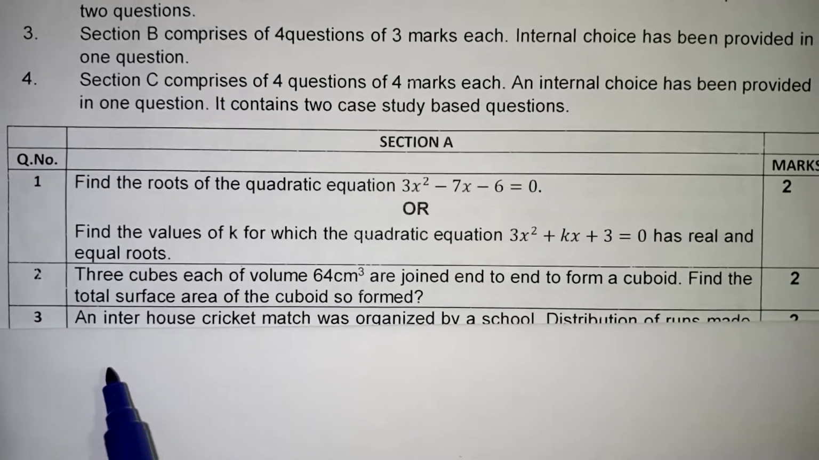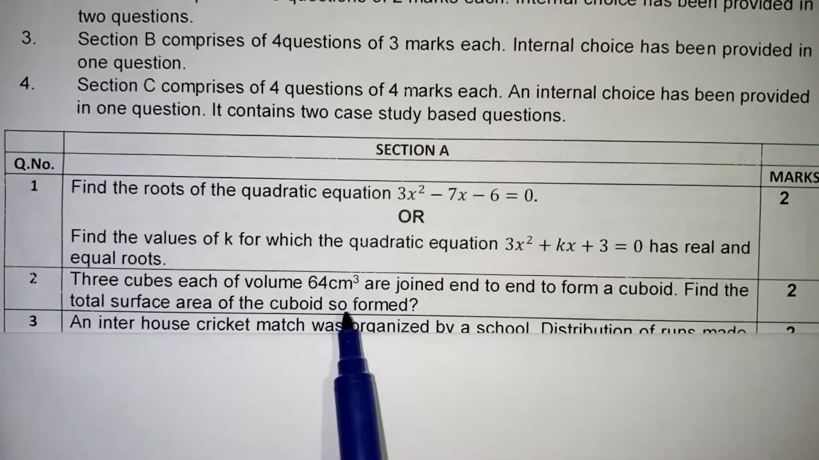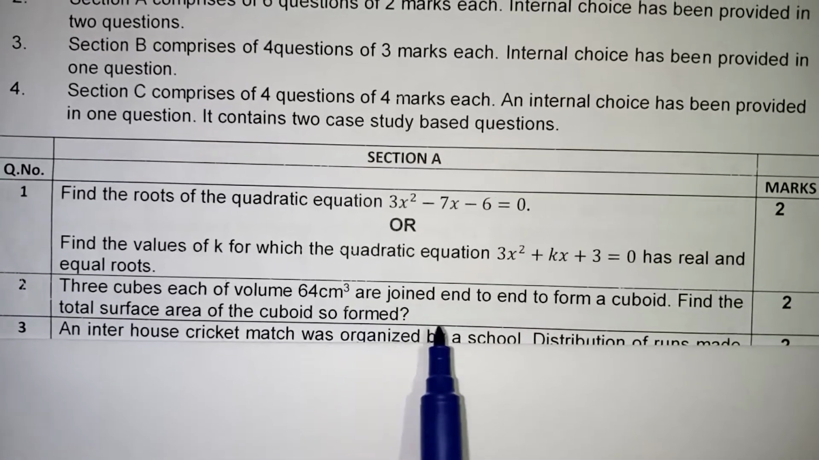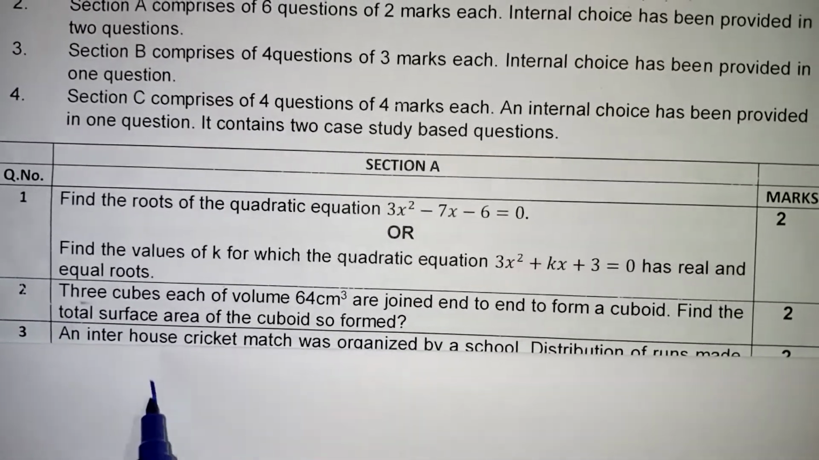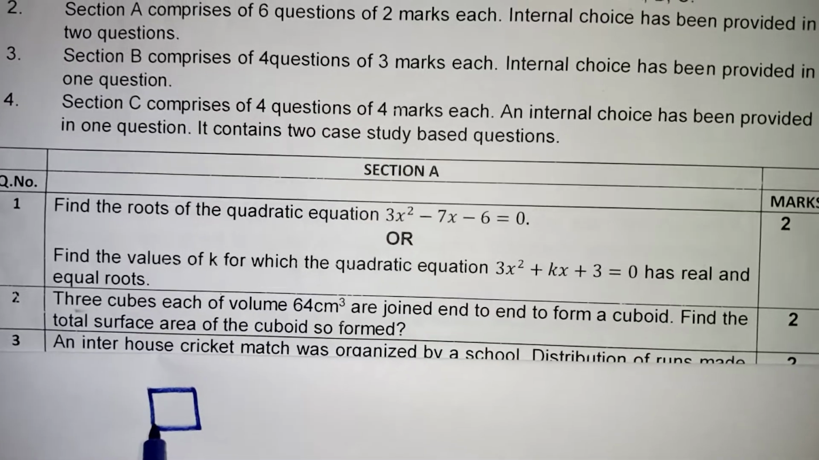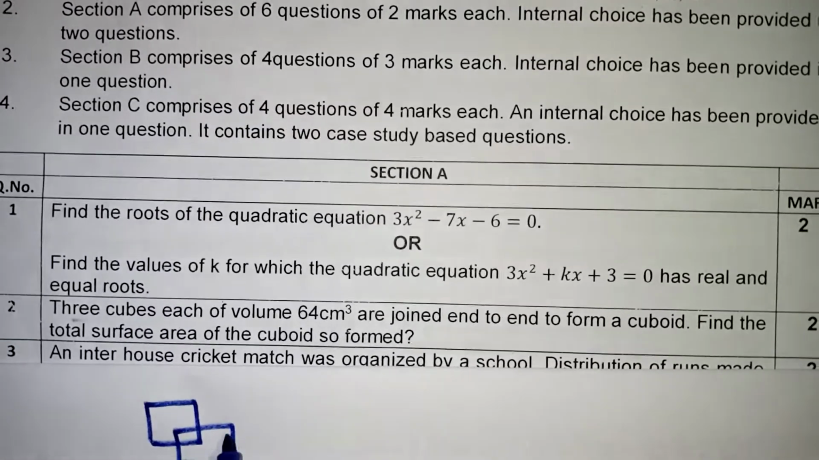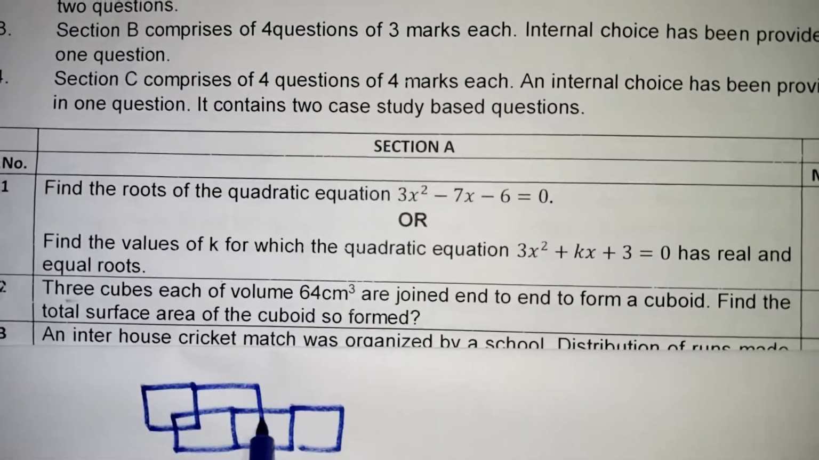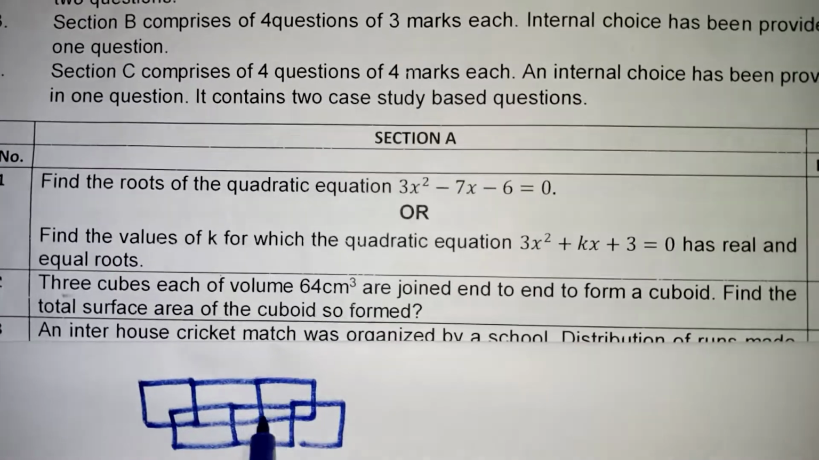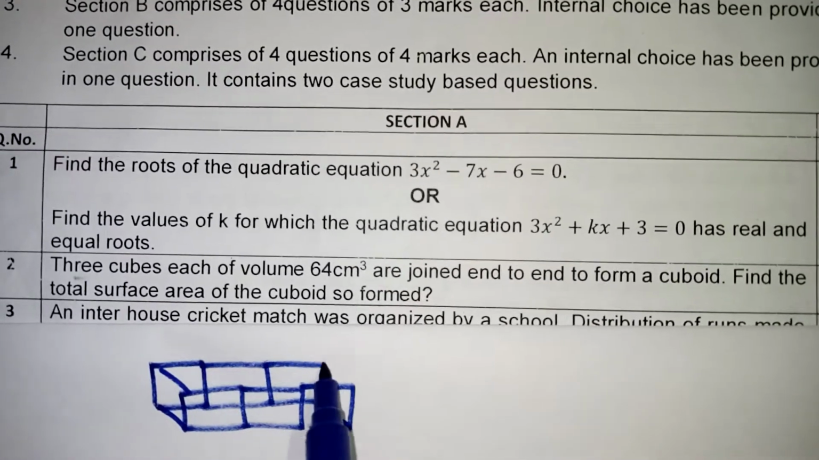We will go for the second problem now. 3 cubes each of volume 64 cm cube are joined end to end to form a cuboid. 3 cubes. In our book they have given you 2 cubes. Now in this question they have given you 3 cubes. This is the first cube, the next one the second cube and the third cube. These 3 cubes are going to join together like this. If you join 3 cubes together, definitely that will form a cuboid.